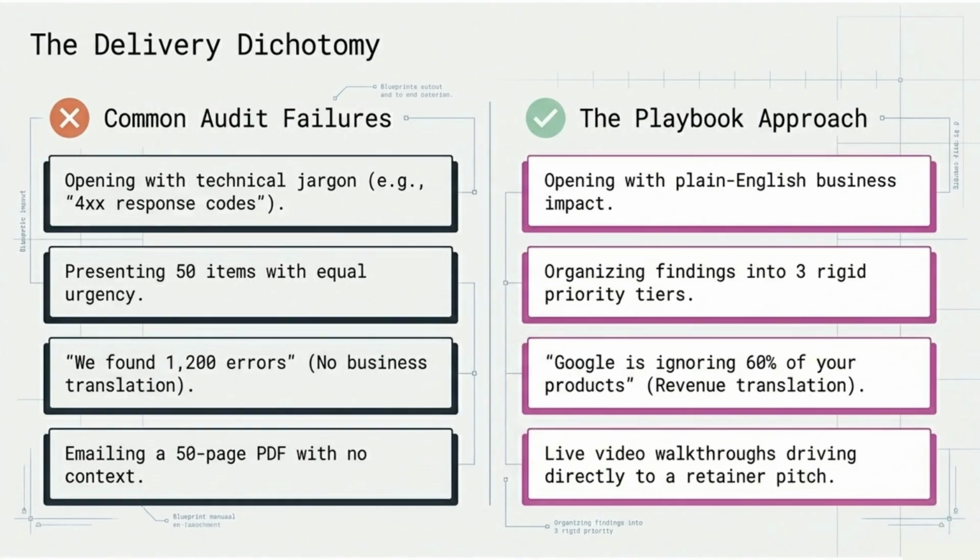Common audit failures include using technical jargon, presenting many items with equal urgency, and sending a long PDF without context. The Playbook approach focuses on business impact, organizing findings into 3 priority tiers, translating errors into revenue impact, and using live video walkthroughs leading directly to a retainer pitch.